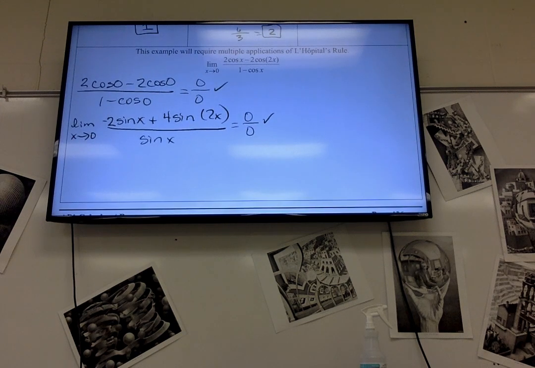So negative 2 cosine of x plus 8. Derivative of sine is cosine, so negative 2 cosine x minus 8 cosine of 2x, over cosine of x.